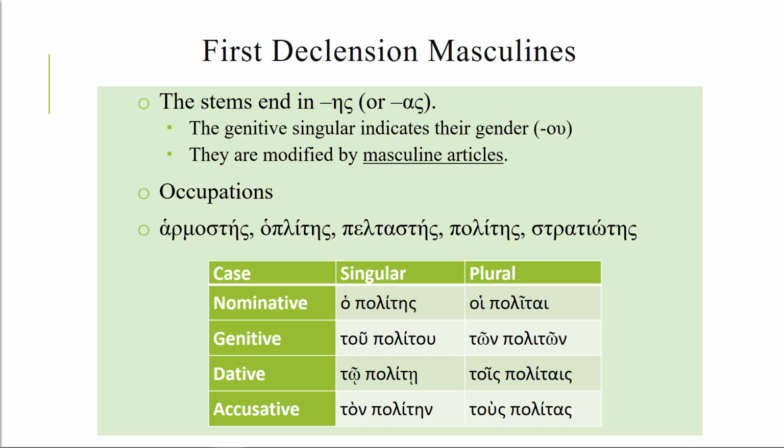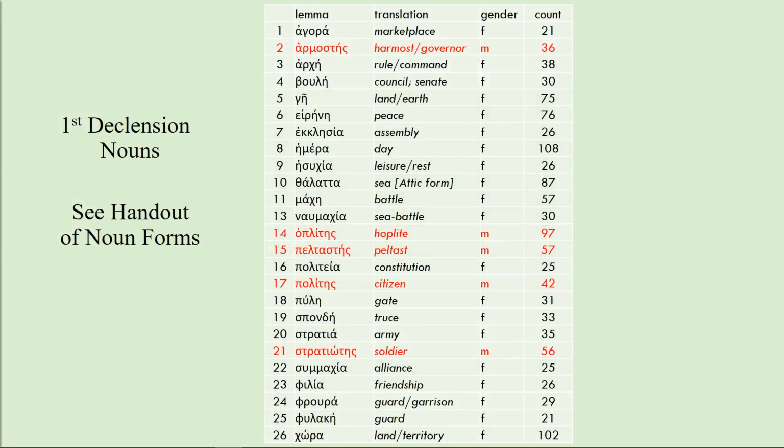And I'm going to give you the first declension nouns that occur most often. So on a separate handout, I've given you 26 nouns in the first declension. The ones in red are masculine, the others are all feminine. And you can see on the right how often they occur in Xenophon's Hellenica. All of these occur more than 20 times in Xenophon's Hellenica, and these are the only first declension nouns that occur more than 20 times in Xenophon's Hellenica.